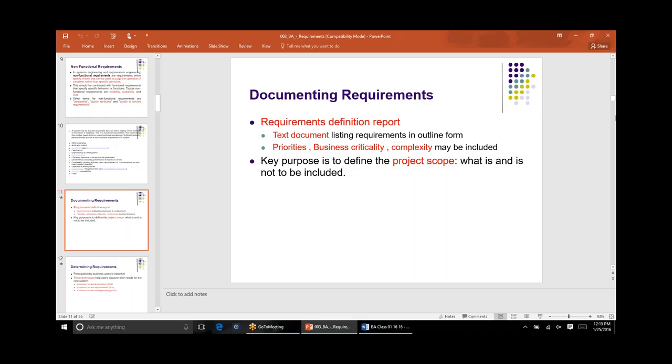Another thing is that business requirements are also prioritized. So we put a priority, a criticality, and a complexity. That is fairly common, in which we prioritize business requirements. We define which requirement is critical, less critical, or more critical, and then we define complexity: which requirement is more complex, least complex, moderately complex. So, priority, criticality, complexity.